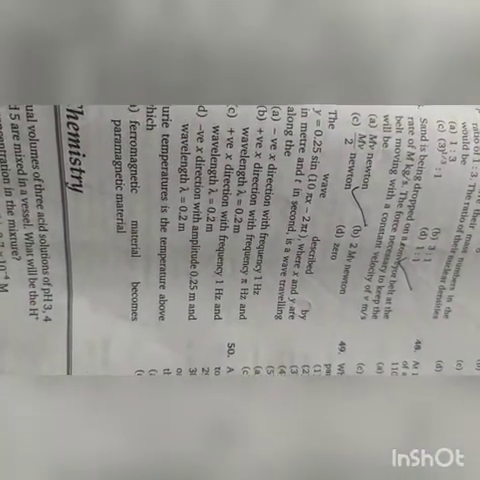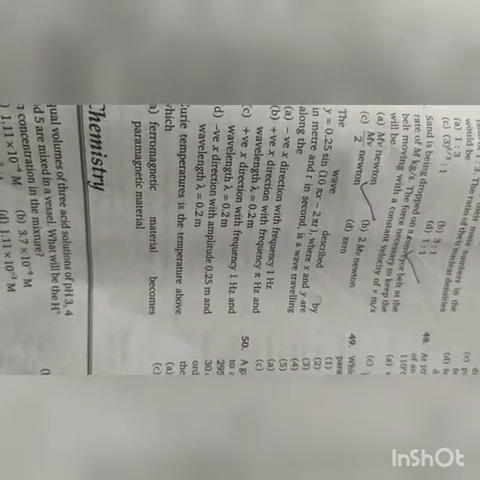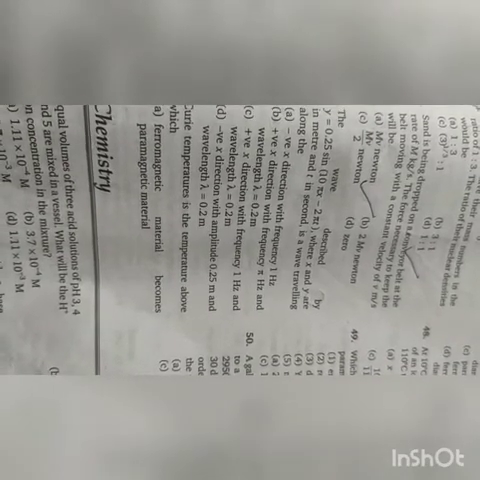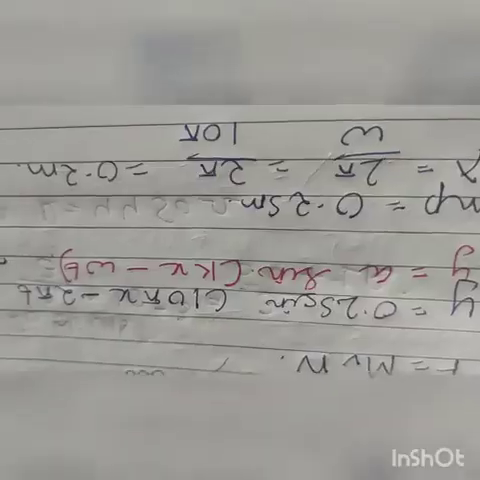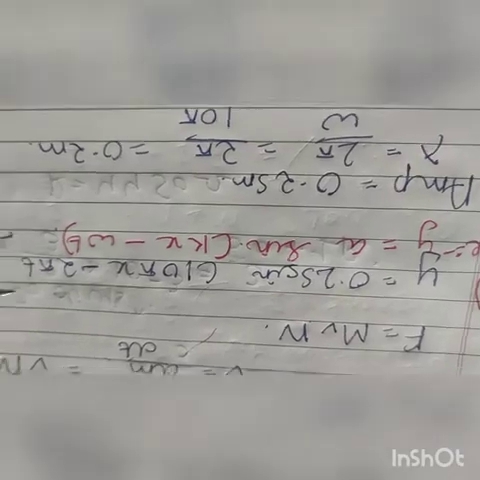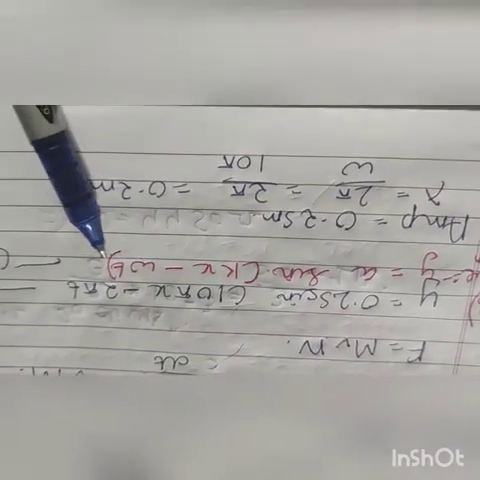Now question number 46. The wave described by y is equal to 0.25 sin(10 pi x minus 2 pi t), where x and y are in meter and t in second, is a wave traveling along the... So here we know this is given in the question, and the wave equation is y is equal to A sin(kx minus omega t).